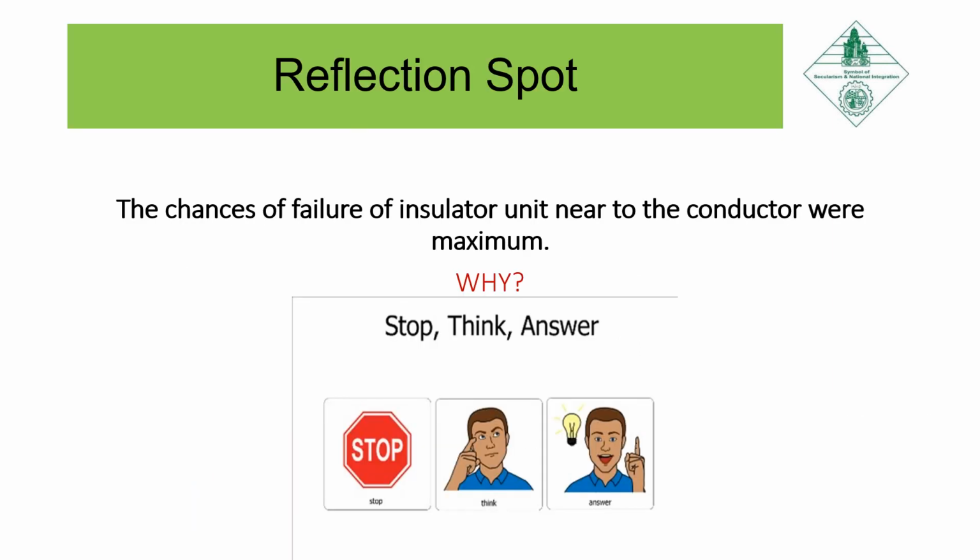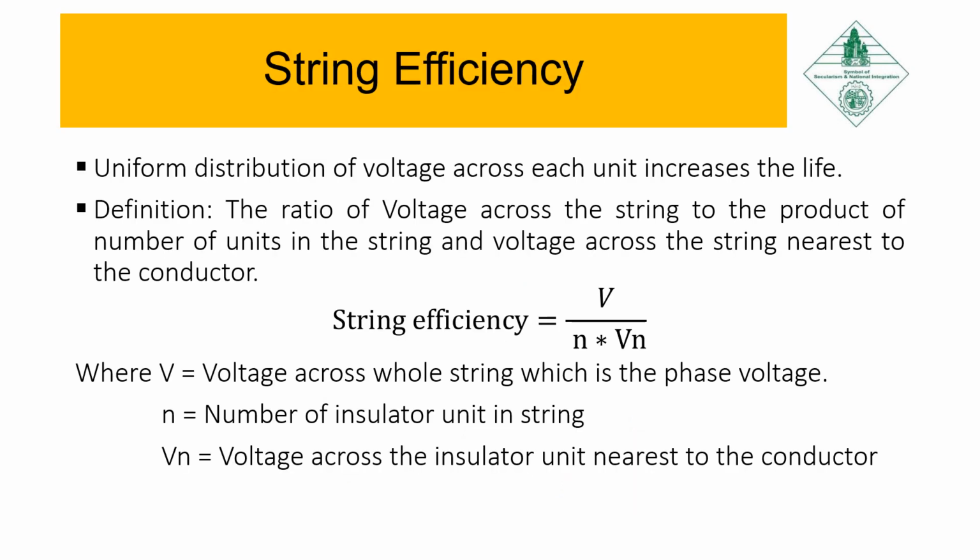Think and answer the question given on the screen. The chances of failure of insulator unit near to the conductor were maximum. Why? Write your answer in 30 seconds. Since the unit near to the conductor is stressed with more voltage, it is likely to fail.